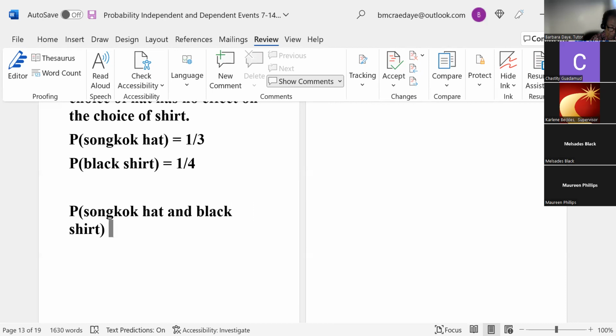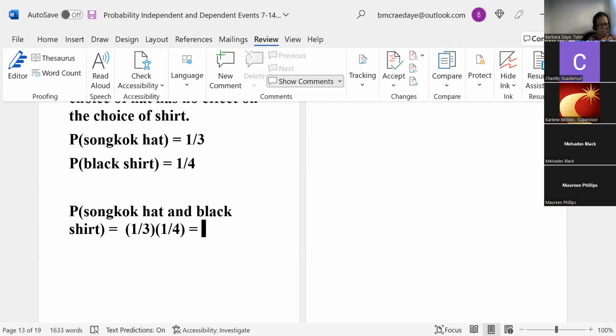And this is the multiplication rule. So what would that be, Maureen? It'd be 1/3. You said multiplication, right? Multiply by 1/4. What's that equal to? What is that equal to? 2/12.